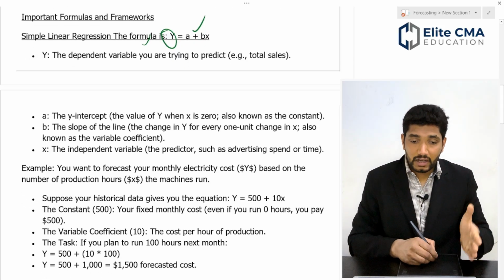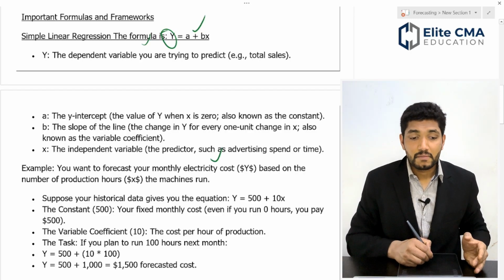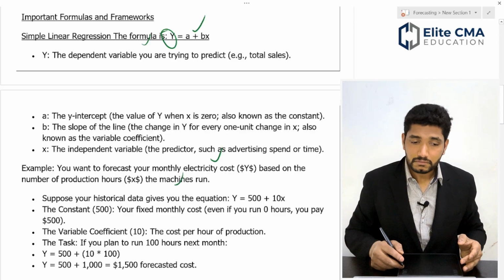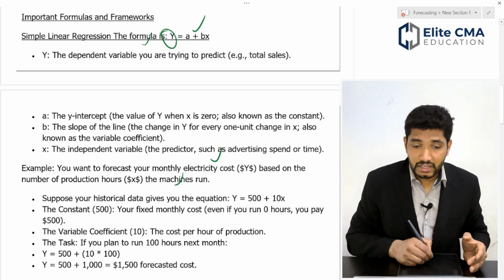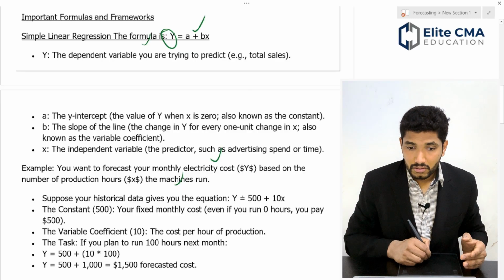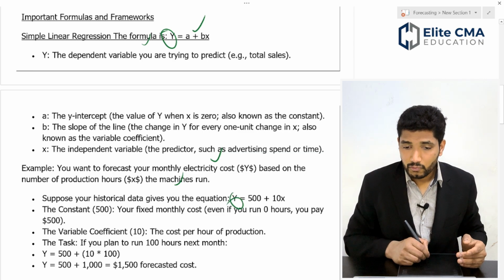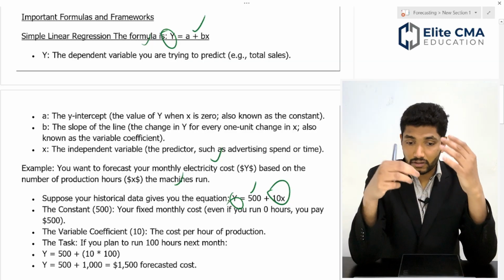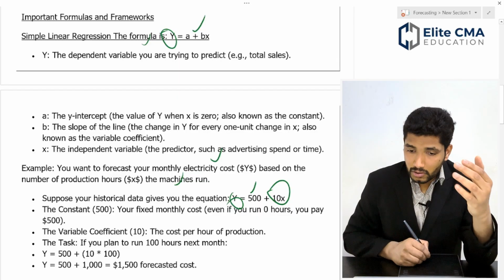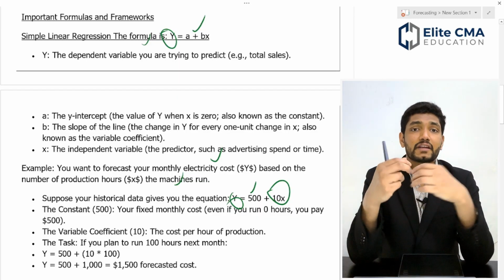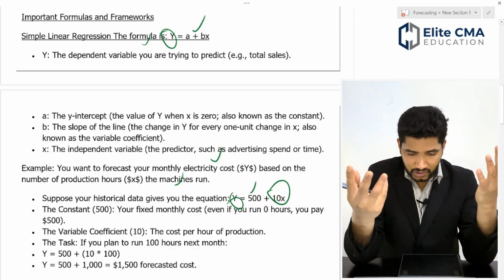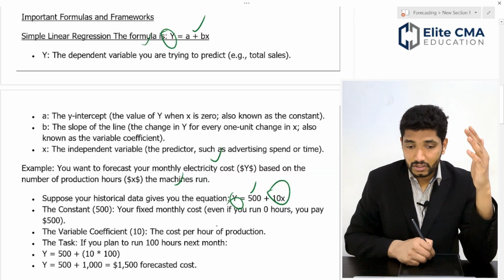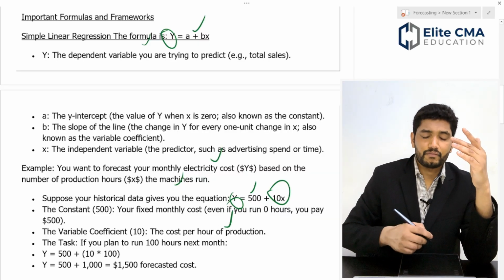Suppose you want to forecast your monthly electricity cost based on the number of production hours the machine runs. Suppose the historical data gives the equation y is equal to 500 plus 10x. This 500 is the fixed monthly cost. That means even if you run 0 hours, you have to pay 500. That is the fixed cost for your electricity. Then 10 is your variable coefficient, the cost per hour of production.